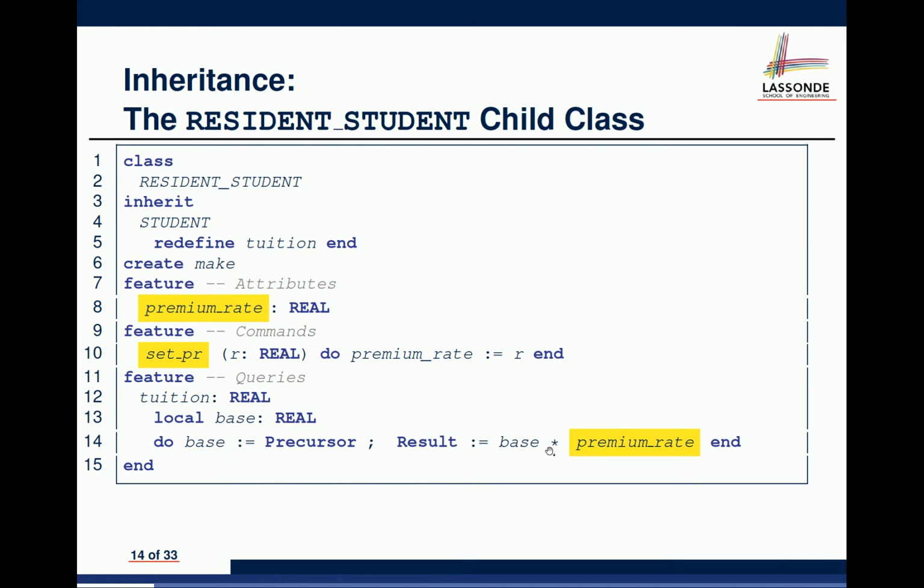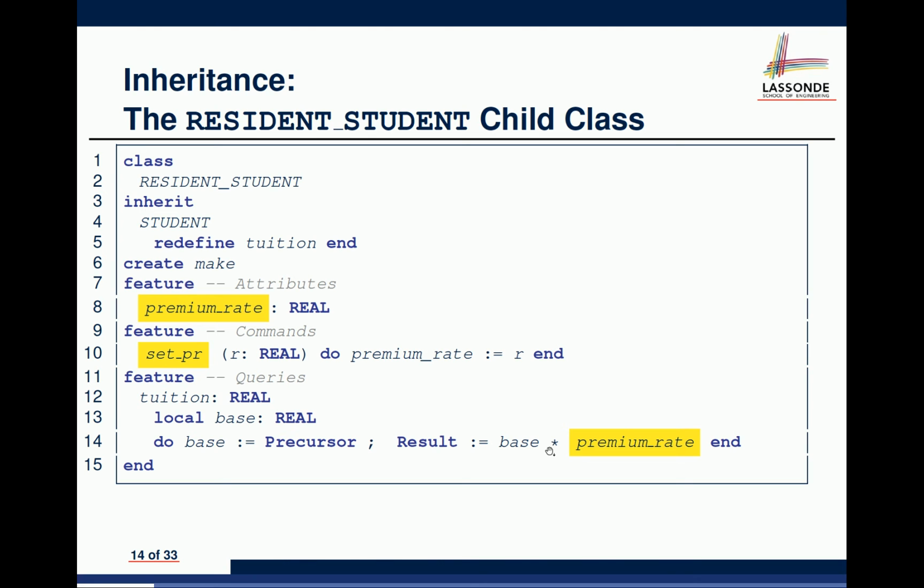Now, if you examine this particular class here, you can see, number one, there are no duplicates, so the single choice principle is obeyed. Number two, you can see we only store things that are relevant to resident students, like premium rate at line number 8. So cohesion is also fine. Let me show you the final slide, and then we'll pause there.